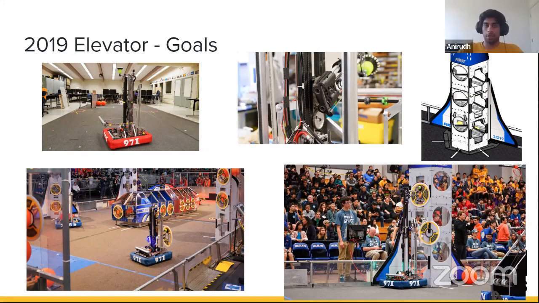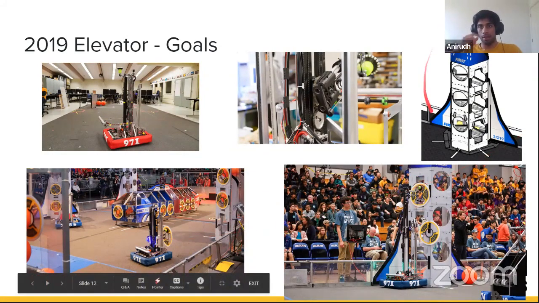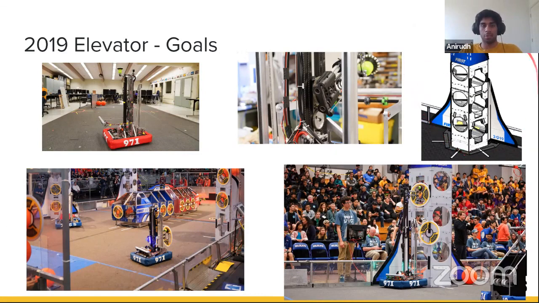Yeah, so this game had two big pieces. There was the cargo ship, which you can see in the bottom left, which is in the center of the field. And at the top right, you can see the rocket, which is on either side of your aligned side in the game, which had 3 levels you can score on. In this game, in order to get an additional RP, you could either climb or you could fill up one rocket with 6 hatch panels and 6 balls. You could do both and win the match and get 4 RP.